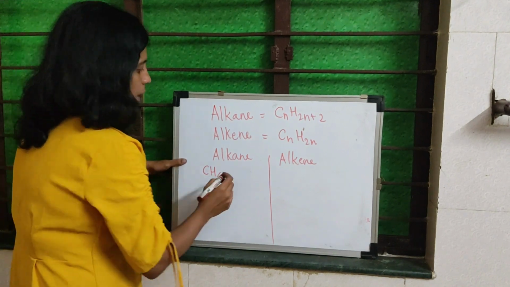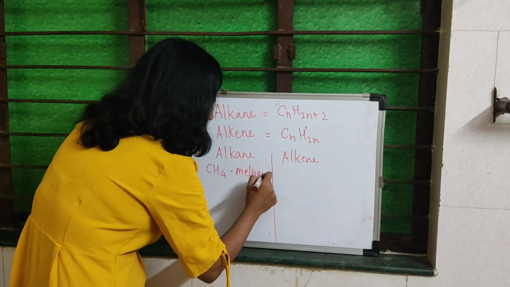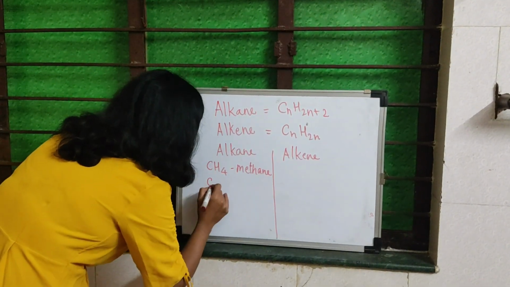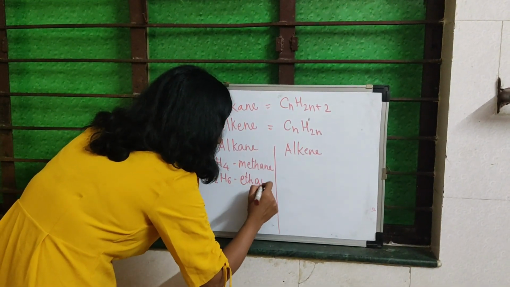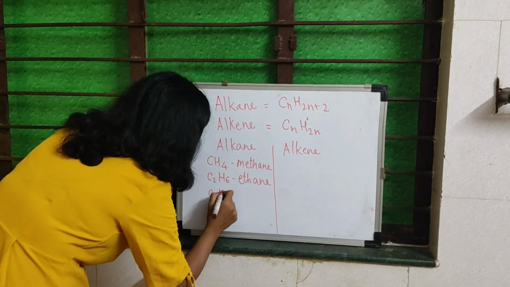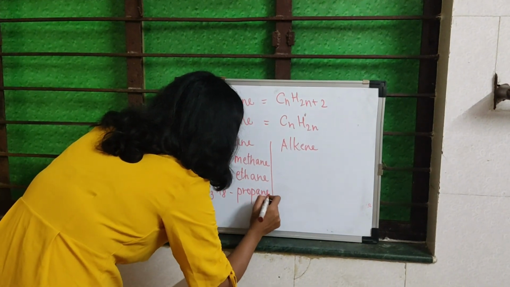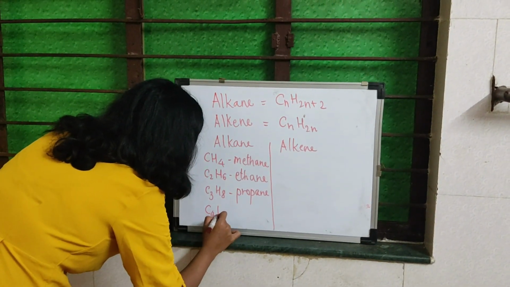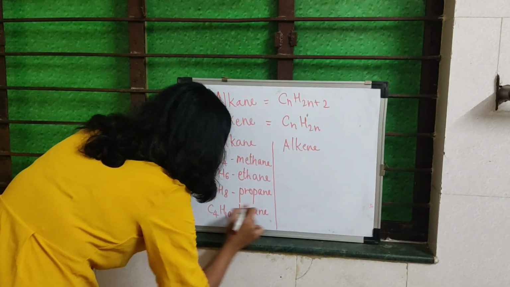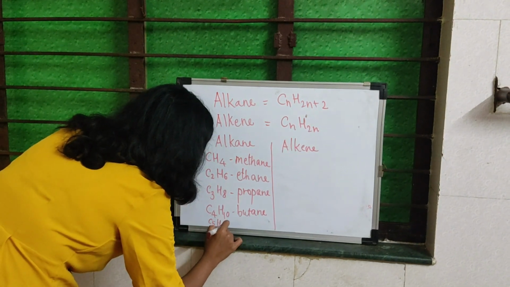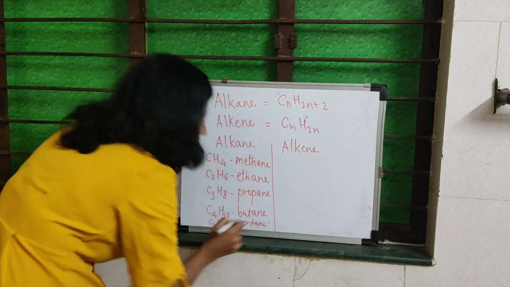Now what was the name of the first alkane? That was methane. The name of the second alkane, C2H6, is ethane. C3H8 is propane. C4H10 is butane, and C5H12 is pentane, and so on and so forth.